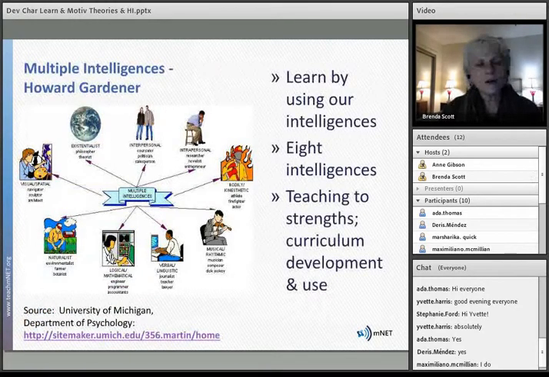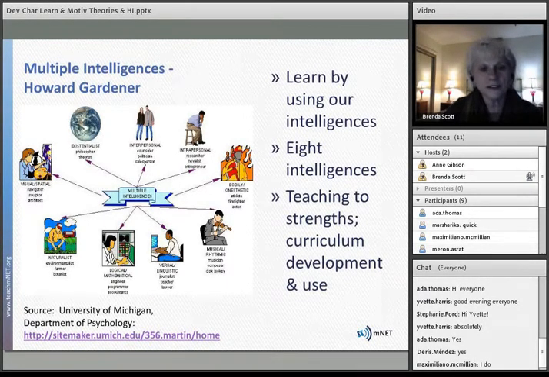The last theory, and I put this person in the humanist category, although there's probably not a really good category, is the theory of multiple intelligences, and this is Howard Gardner's theory. I believe Gardner has identified more than 8 intelligences at this point. I couldn't find a picture of anything more than 8, so I put on here the picture that I could find, at least, of the 8 multiple intelligences that Gardner talks about. But Gardner says we learn by using our intelligences.